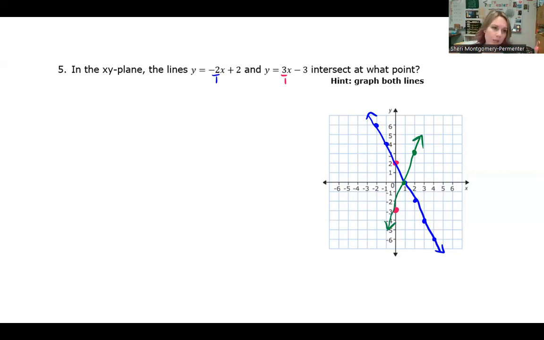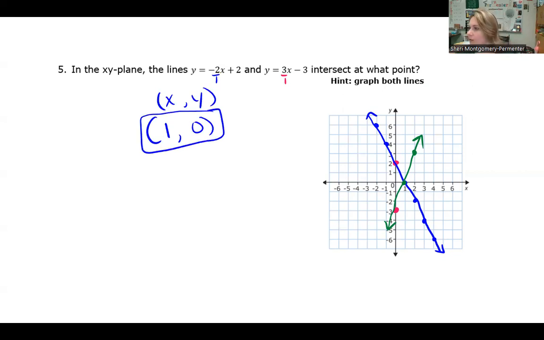Can you see where the two lines intersect? How do we name that point? Remember, it's going to be x, y. So how far do we go in the x direction? Okay, how far up and down do we go? Very good.